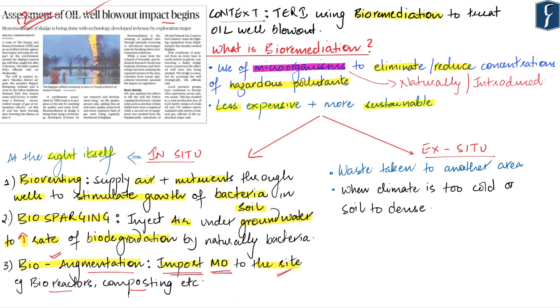On the other hand, we have the ex situ bioremediation technique. And as the name suggests, under the ex situ bioremediation technique, the waste or the contaminated soil is taken to some other area for the bioremediation process. So the contaminated waste is first removed from that particular area and then taken to a treatment area. Now, the ex situ bioremediation technique is usually employed in those circumstances where the climate is too cold for the microorganisms to develop and start their activity in a particular contamination area, or where the soil is very dense for the nutrients to spread evenly.